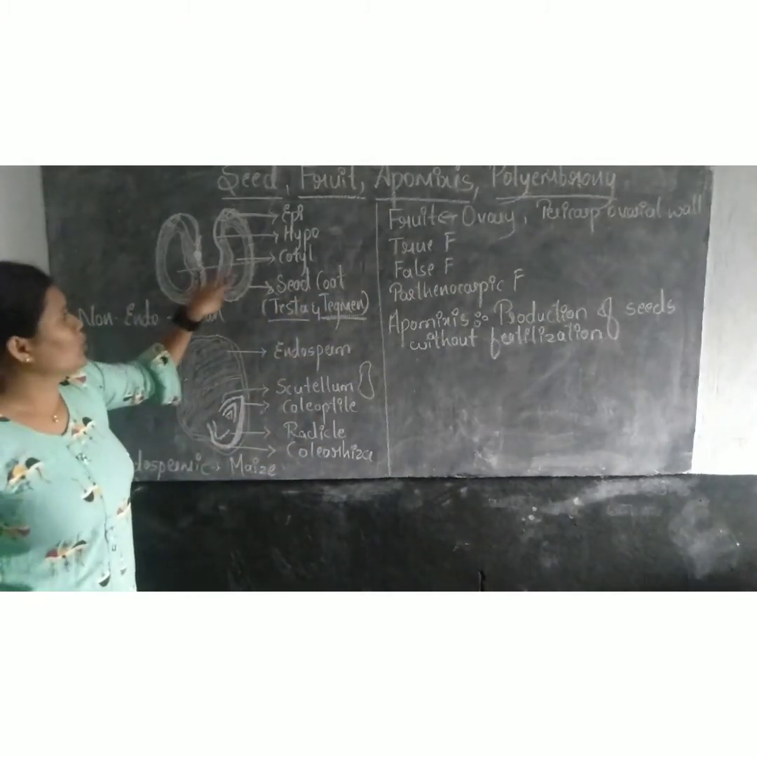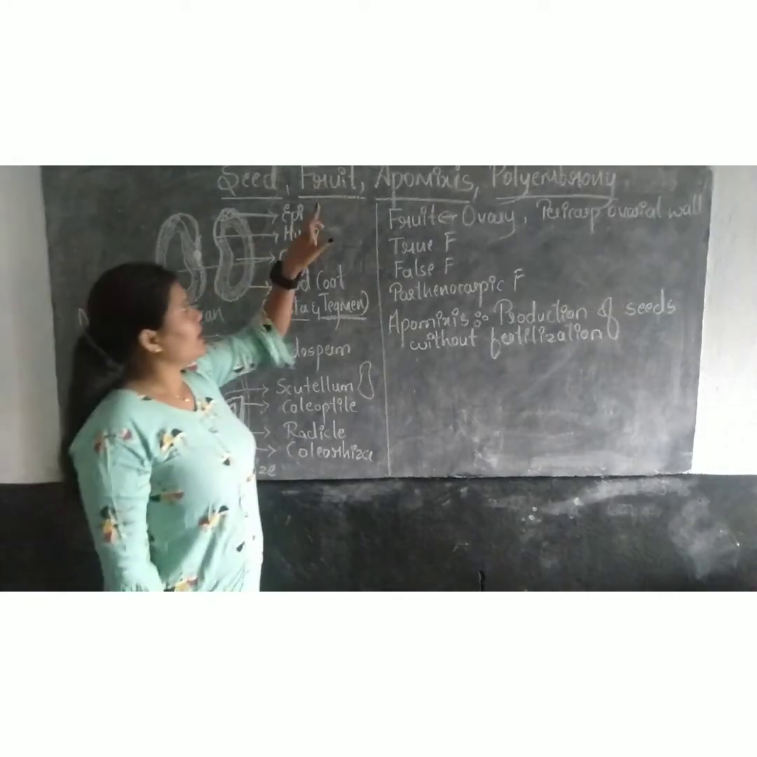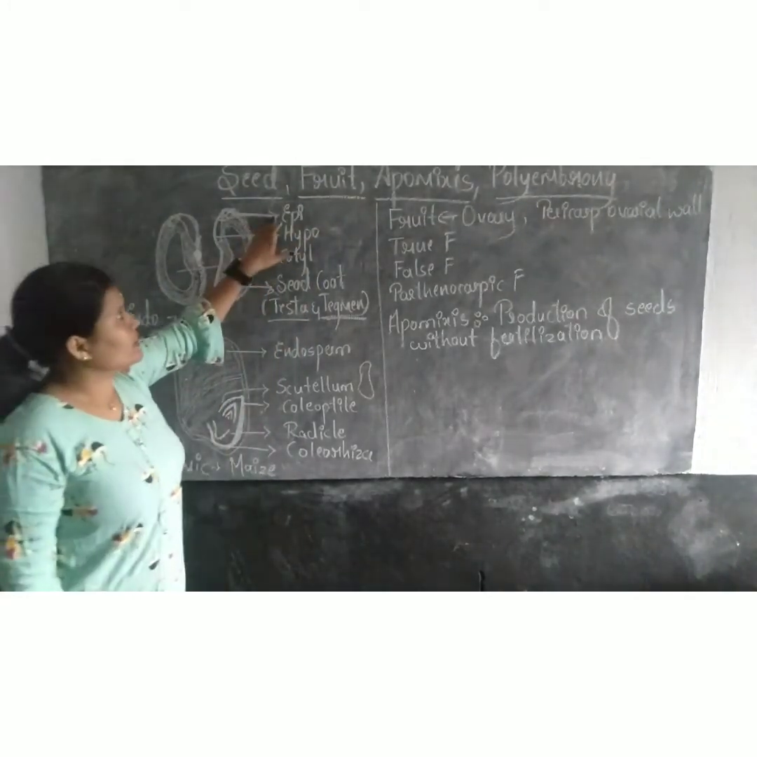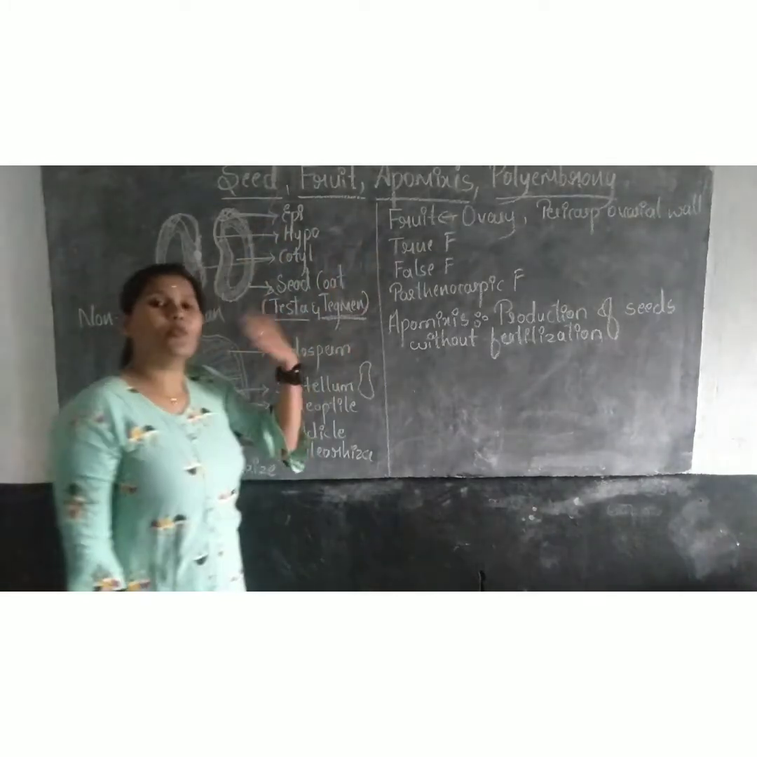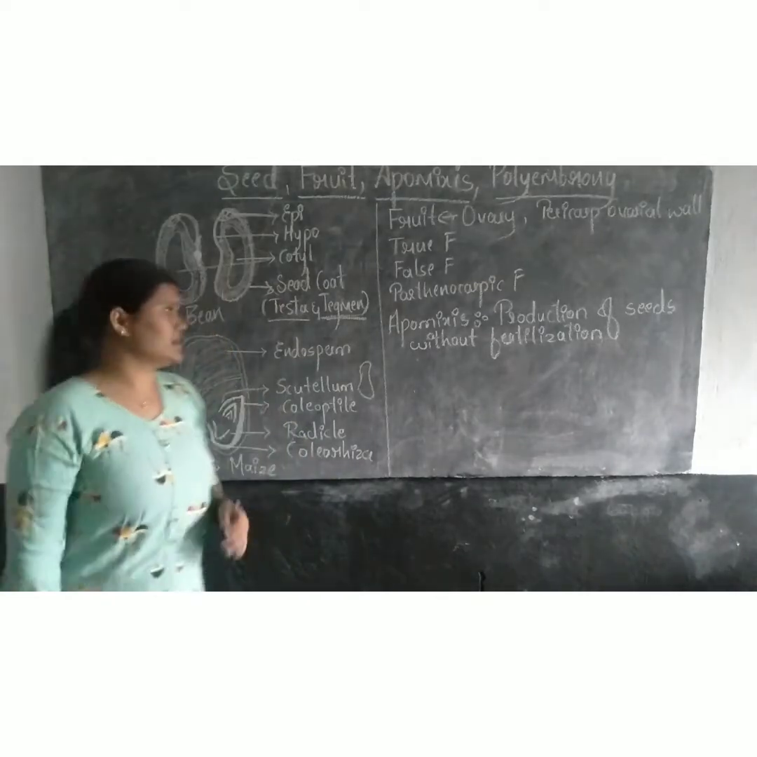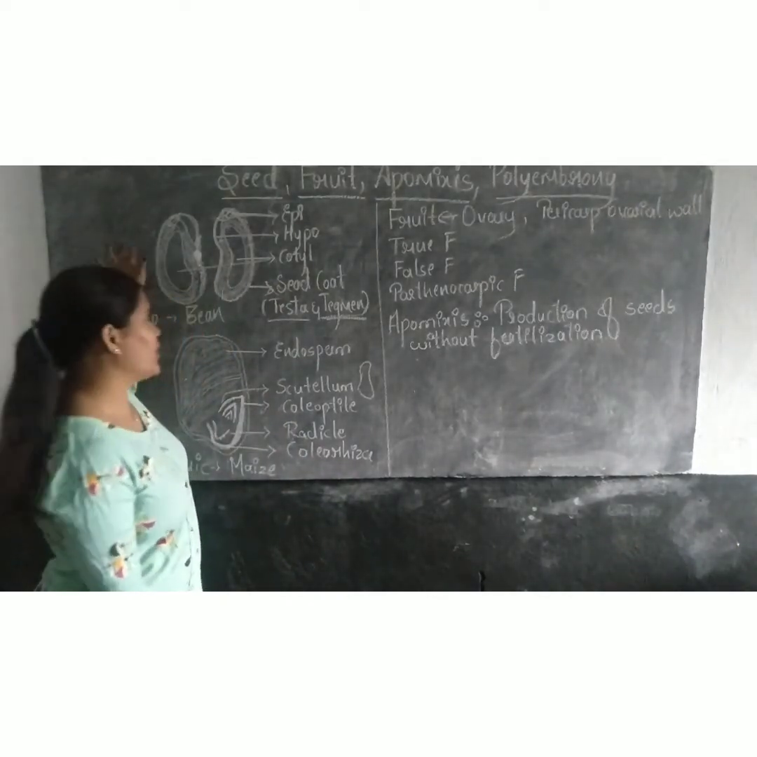Together we call these the seed coat. There are two cotyledons present in the dicotyledon seed. Here in the epicotyl and hypocotyl, the epicotyl terminates in the plumule and the hypocotyl terminates in the radicle, which is the root system. So this is the structure of the dicotyledon seed.